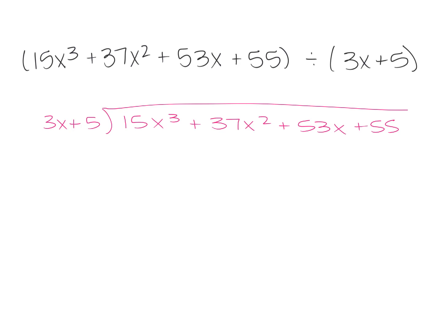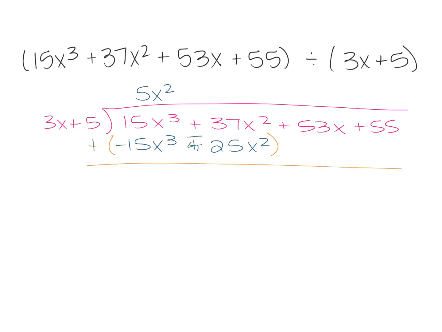So 3x times 5x squared gives us the 15x cubed. So we multiply that 5x squared by the 3x and the 5, just like we did with the questions before this. So the 5x squared times 3x is 15x cubed. 5x squared times 5 is 25x squared. Again, next step is to subtract, distribute your sign, and add the opposites.